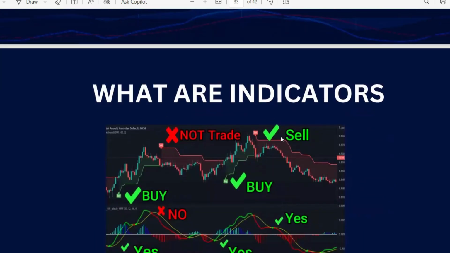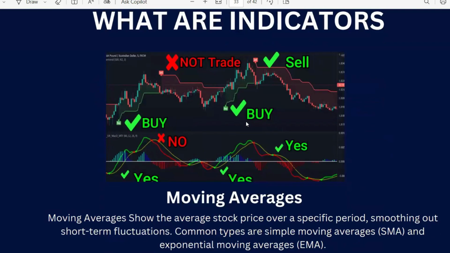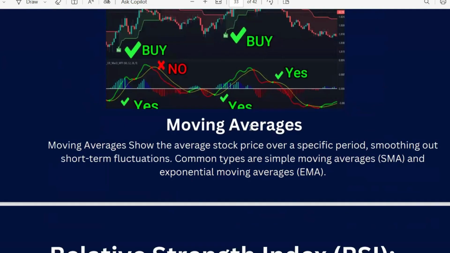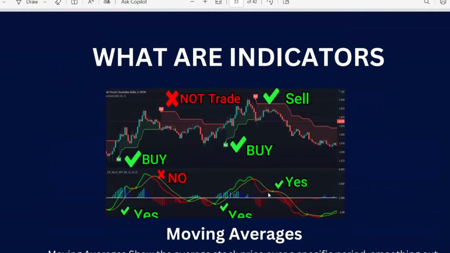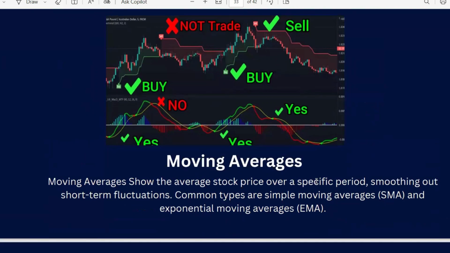All right. So what are indicators, right? Moving averages, they're indicators. Moving averages show the average stock price over a specific period, smoothing out shorter term fluctuations. Common types are simple moving averages, which is the SMA, and exponential moving averages, which is the EMA. I'm also going to show you guys what the SMA and the EMA are. So you have to know what that is, the EMAs and the SMAs, right?